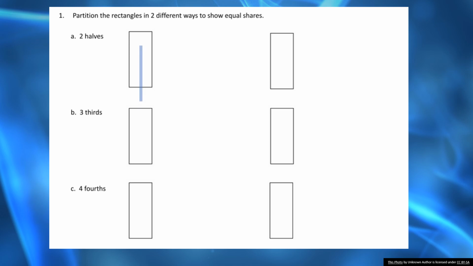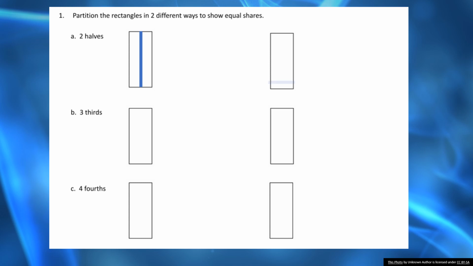So first I'm going to use a vertical line, a line that goes straight up and down, right? And I know that these are two halves because I have half of the shape now on one side of the line and half of the shape now on the other side of the line. Now let's go ahead and partition or divide the second rectangle in a different way because it says that we have to do it in two different ways. So this is the first way.